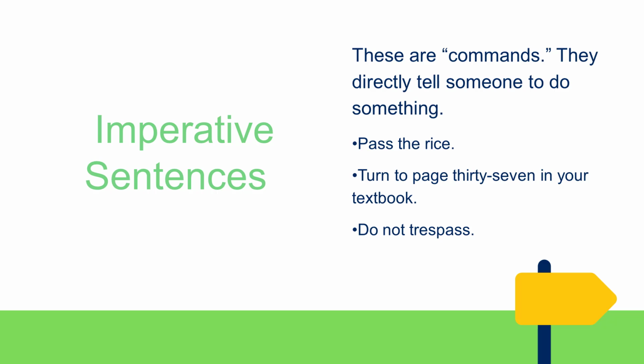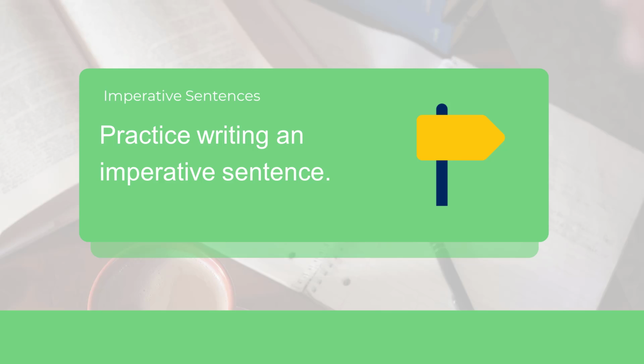The fourth sentence function is the imperative sentence. And these are commands. They directly tell someone to do something. Pass the rice. Turn to page 37 in your textbook. Do not trespass. Or let's go to the park. So it's interesting to note with these sentences is they almost always begin with a verb. Maybe they have a little introduction before them, but the main clause is going to start with a verb. Go ahead and practice writing an imperative sentence.